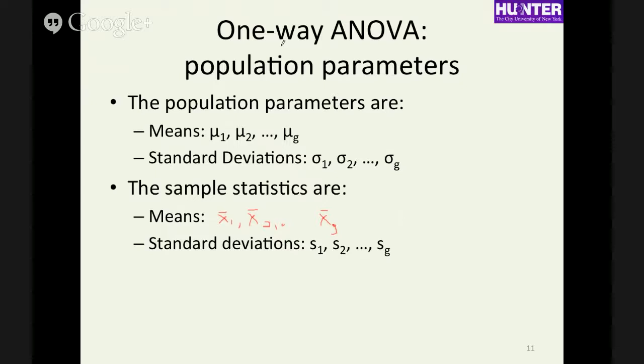So the population parameters are the ones that we don't have access to, but we assume that there is some true value of, and the sample statistics are what we actually observe. And we have a mean and a standard deviation for each of our several groups.